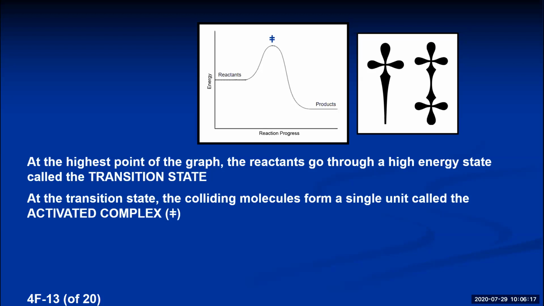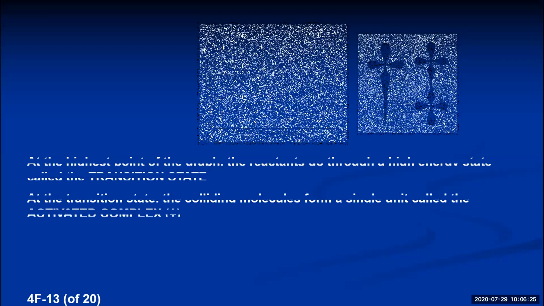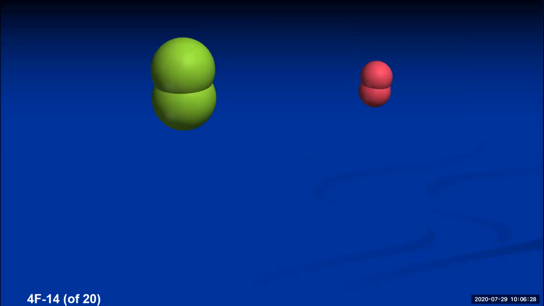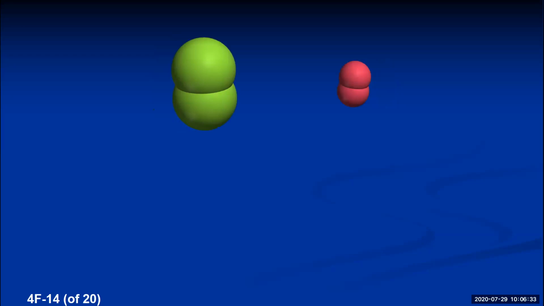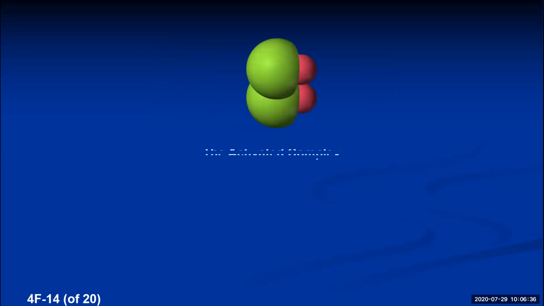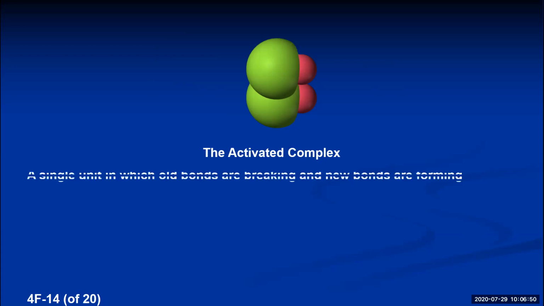That indicates the complex that's created where the reacting molecules have collided with each other, and for one brief instant, they're all stuck together. So if you have an iodine molecule and a hydrogen molecule, and they're going to collide to turn into two HIs, the instant they collide and they're stuck together just for that one instant, this is called the activated complex. The original bonds between the two green iodines are starting to break. The original bonds between the two red hydrogens are starting to break, and you're starting to form bonds between the H's and the I's. So this is the activated complex, a single unit in which old bonds are breaking and new bonds are forming.